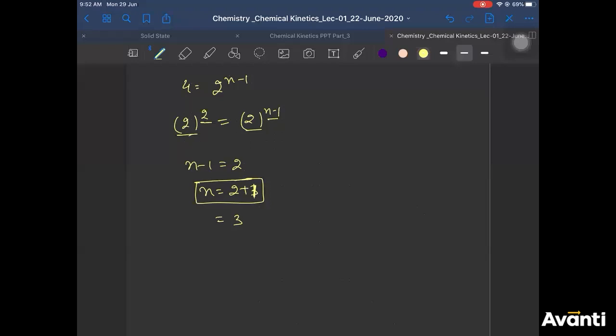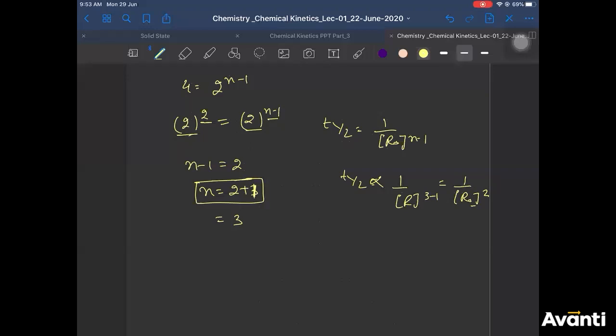Sir, here T half is proportional to R square. Inversely proportional to R square, Priyadarshini. If you put n equal to 3, your T half will be inversely proportional to R naught power n minus 1. So if you put n equal to 3, T half will come out to be R naught power 3 minus 1. That means inversely proportional to R naught square.